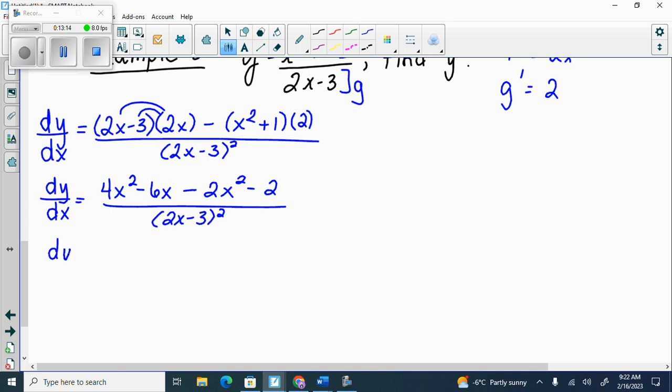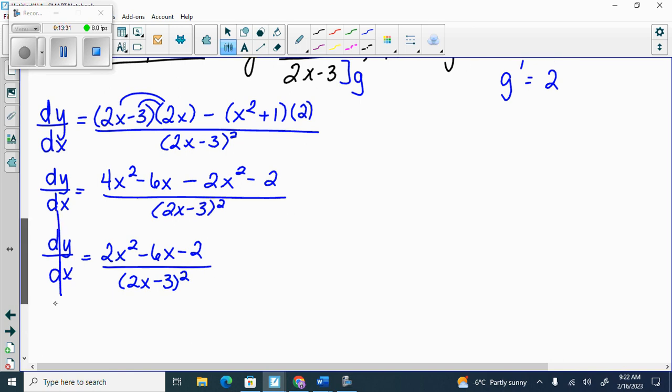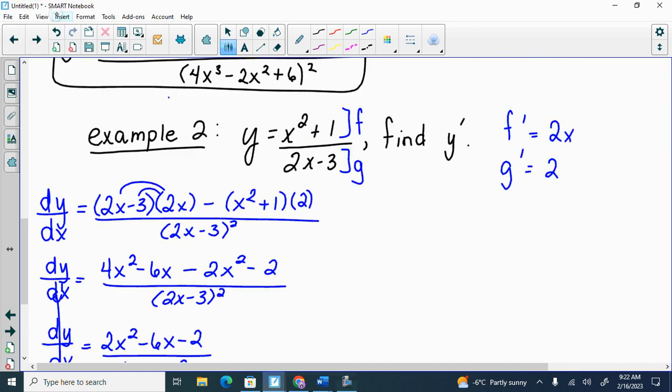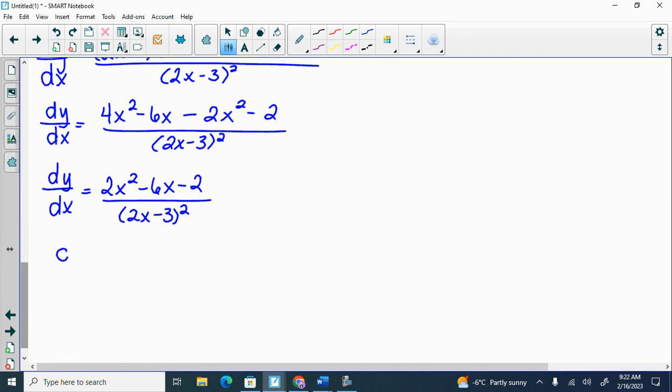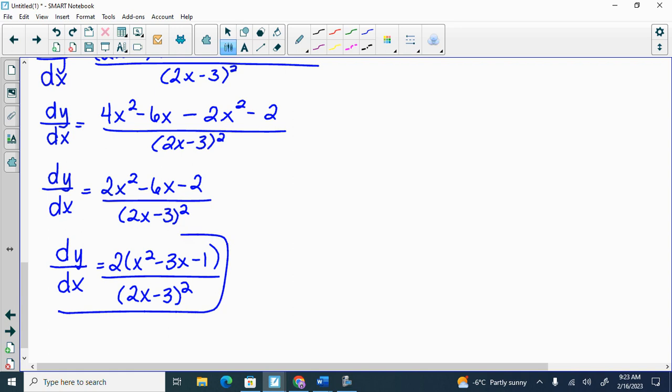Okay, so we have dy over dx equals 2x squared minus 6x minus 2 all over 2x minus 3, squared, and now if I did not take the 2 out, I could still take it out. So I'm going to get dy over dx equals 2x squared minus 3x minus 1. Can that factor? No. Can the 2 come out of the denominator? No. We're done.